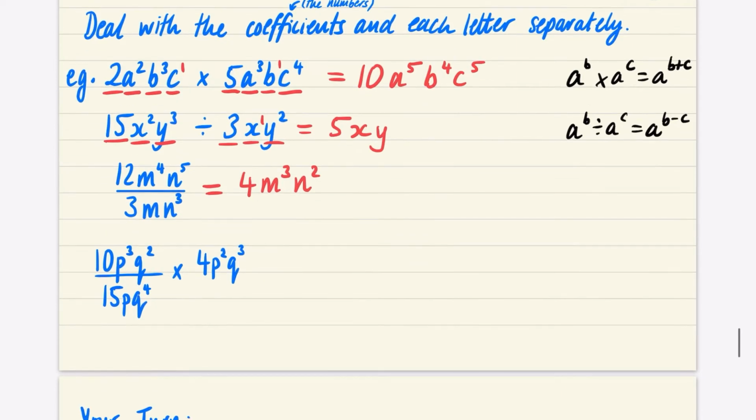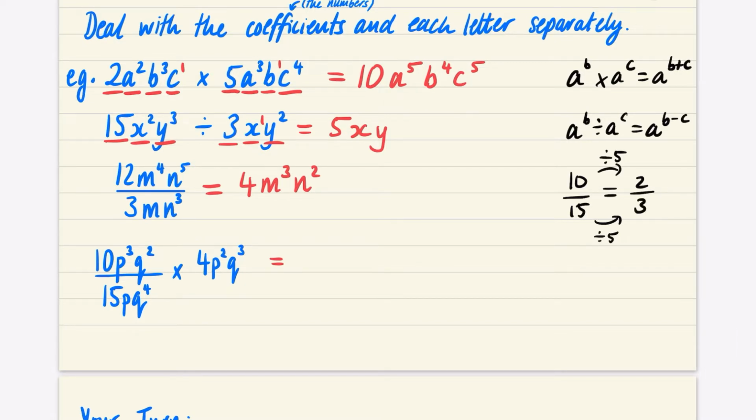Now this one, I'm going to start off by doing this bit, and then I'll do the multiplication afterwards. So I'm going to simplify. I've got the 10 divided by 15. Now, if I'm trying to work out 10 divided by 15, I actually don't want to get a decimal. I'm actually just going to simplify the fraction. And when I simplify the fraction, I can see that they both are in the 5 times table. So if I divide the top one by 5 and the bottom one by 5, I get 2/3.